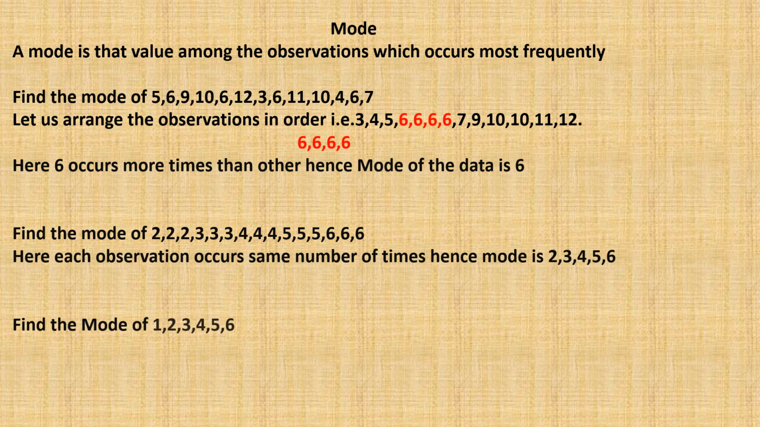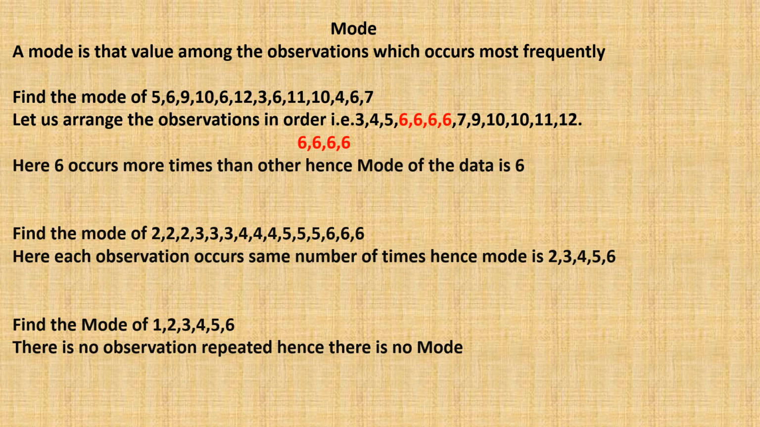And one more doubt the students may get: find the mode of 1, 2, 3, 4, 5, 6. Nothing is repeated, so what will be the mode of this? The mode of this is nothing but no mode. There is no mode for this because no observation is repeated. If the number of observations repeated is equal, all the numbers will be taken as mode.